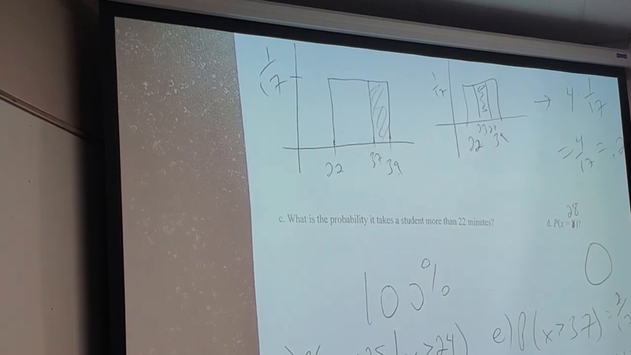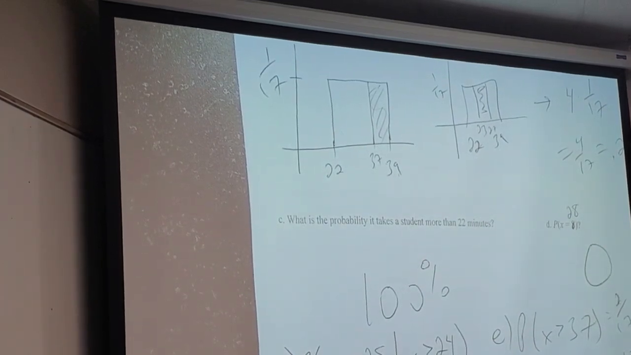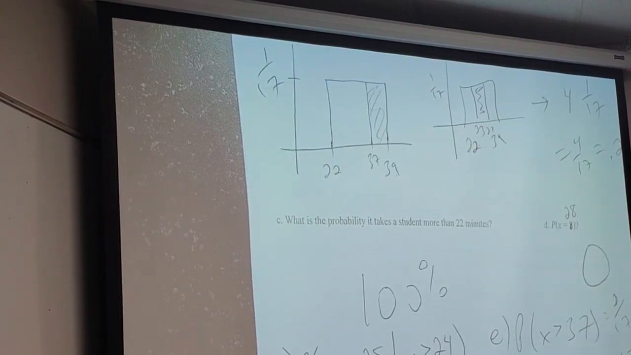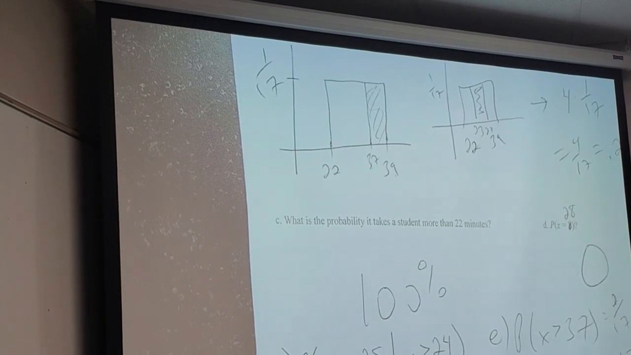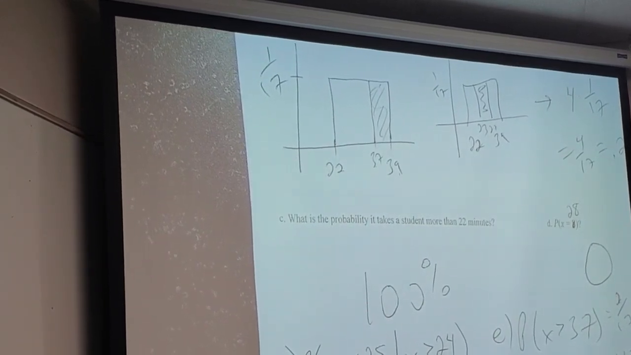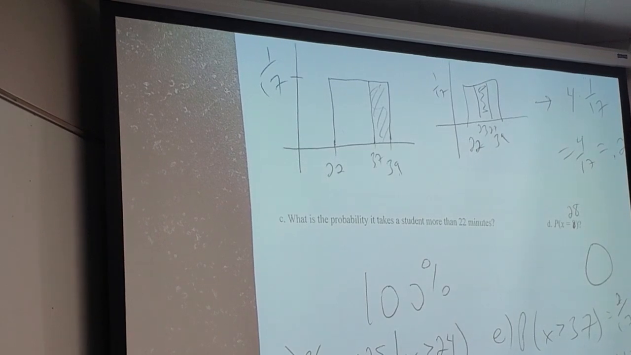Well, why not just keep going? Because it can go up to 6, that's it. So probably more than 37, it can only go up to 39. Just like with a die, it can only go up to 6. So if I say what's probably more than 5, this is one thing it could do. 6.